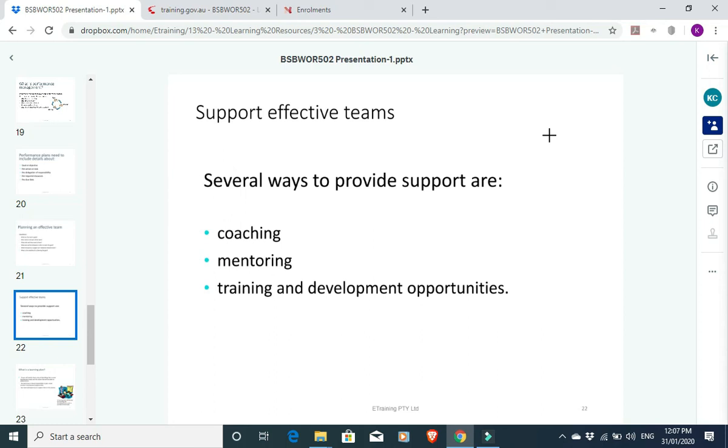So effective teams can be supported in several ways. You can support your team through coaching, through mentoring, through training and developing, and by identifying training gaps, identifying their needs, identifying their requirements. That helps you support them. The team can say that, yes, we're being supported through developmental work and through resource provision.